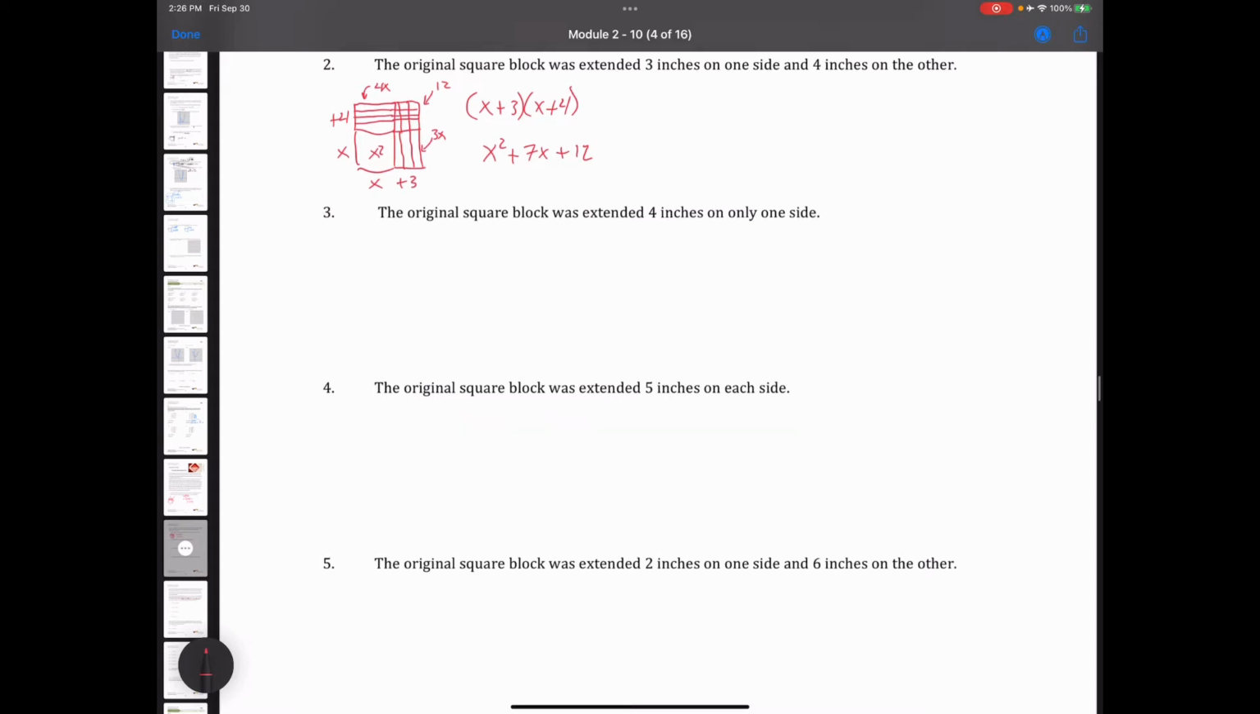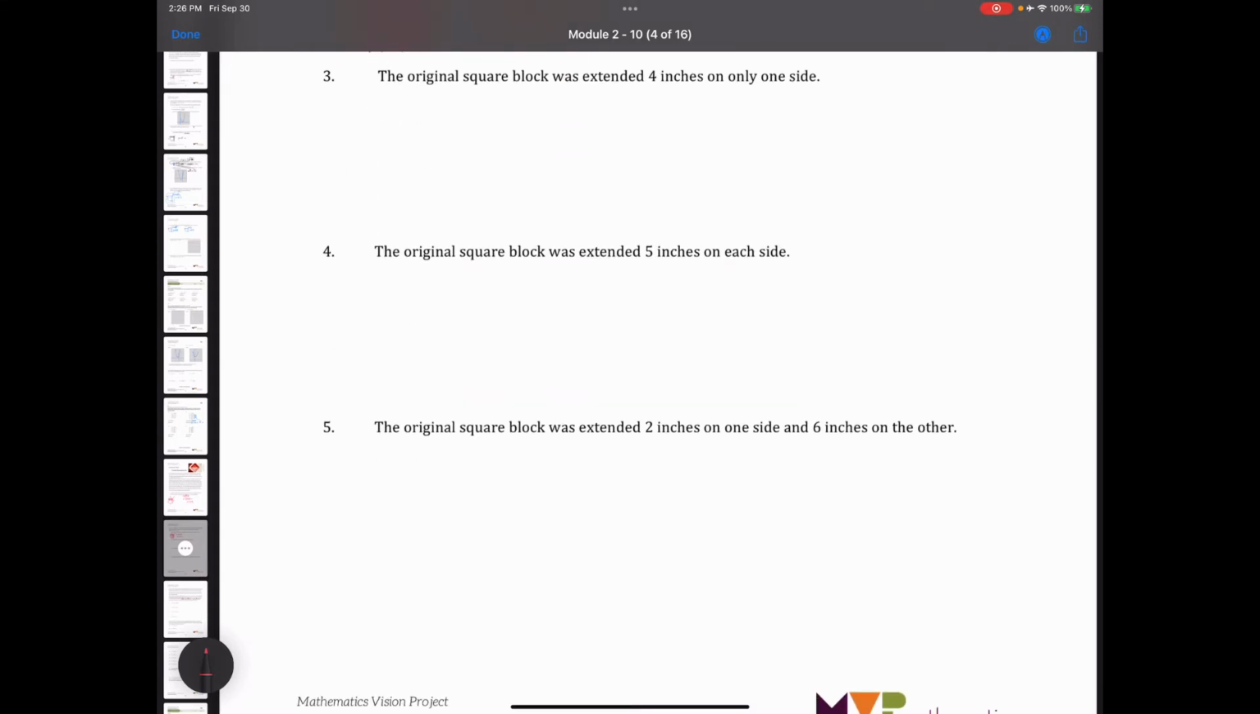All right, well, hopefully you were successful. We will look at this next one, number 3, the original square block extended by 4 inches on only one side. So here we have our square block, and 1, 2, 3, 4. So it's just x plus 4. The top has no extension at all, so that side is just x. And our area could be, in terms of the side lengths, x times x plus 4.